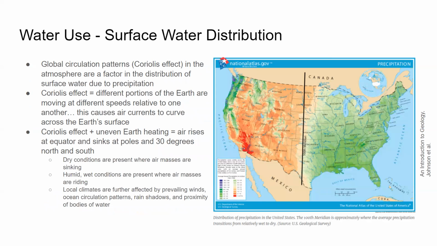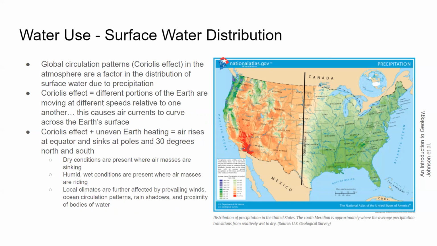So let's talk about water use, specifically surface water distribution. This map is here to show the relative precipitation in the United States. You'll notice to the west it's a little drier. To the east, it's not so dry. And the 100th meridian is roughly where the average precipitation for the United States transitions from wet to dry.